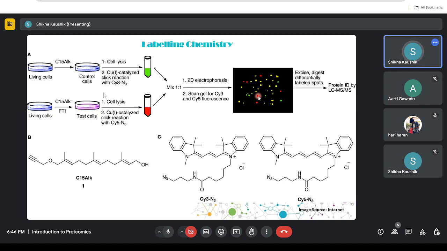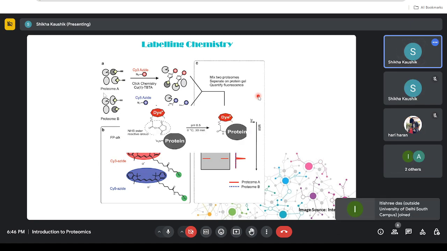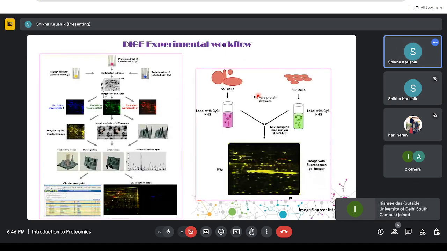So this is basically what happens in DIGE. This is again the same kind of cartoon where you're using proteome A, which is one set of protein sample, and then you have proteome B, which is another set of protein sample, and you're labeling them with different colors and running them on the same gel. So that is definitely the same thing.